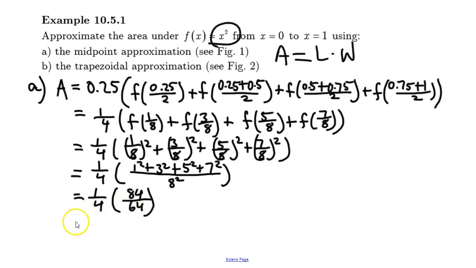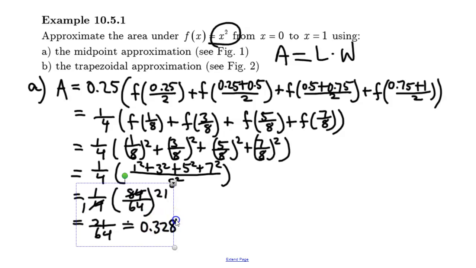And so if you take out your calculator, or should we continue with fractions? 4 goes into itself once. 4 goes into 84 21 times. We end up with 21 over 64, or approximately equal to 0.328. Okay, and there you have it, the midpoint approximation of the area under the curve y equals x squared from 0 to 1 using the midpoint approximation on 4 rectangles.